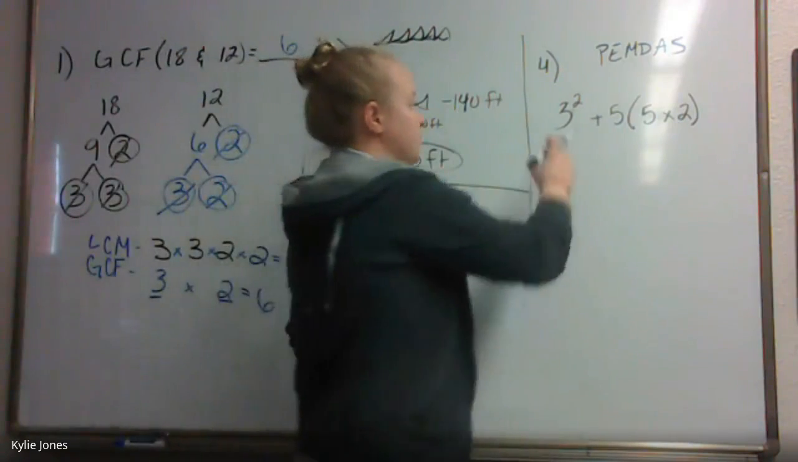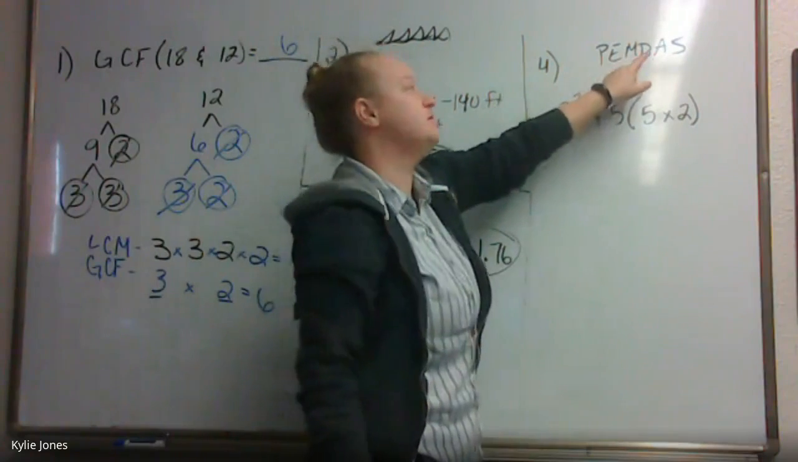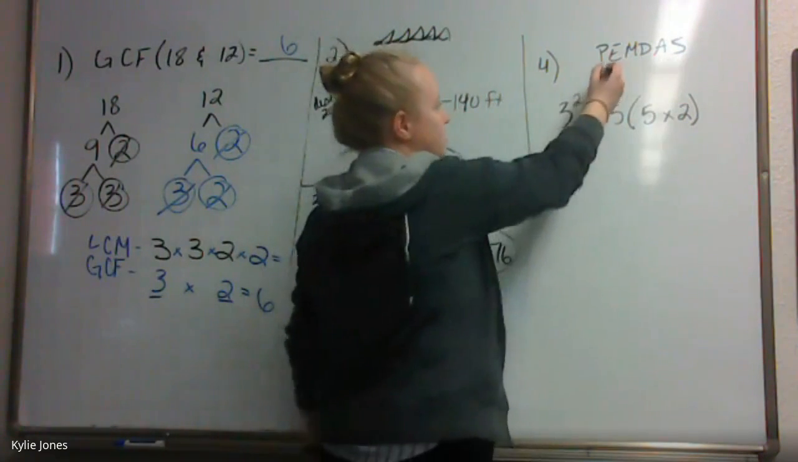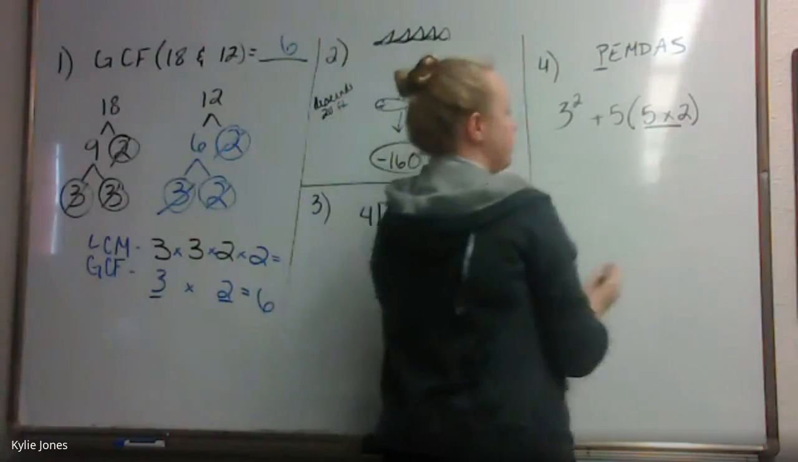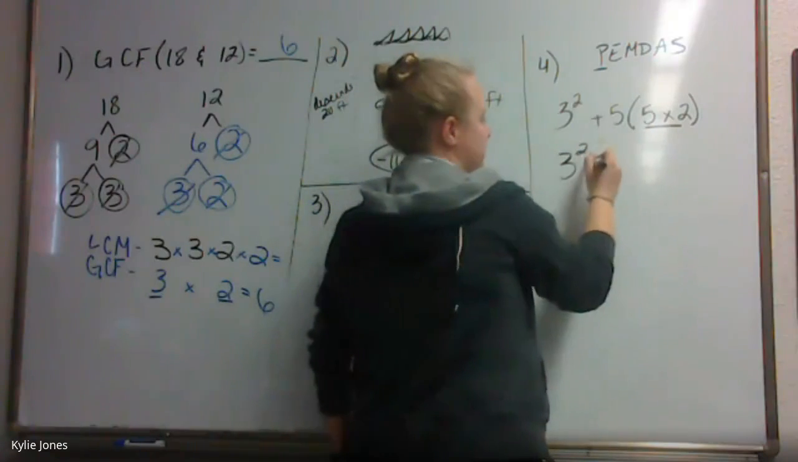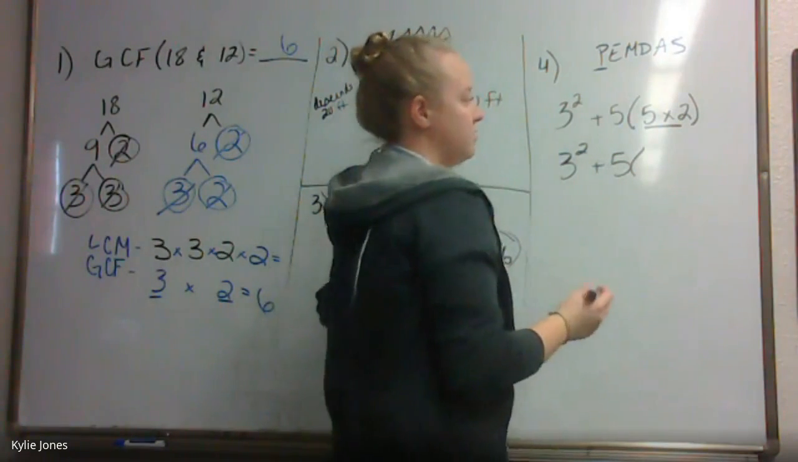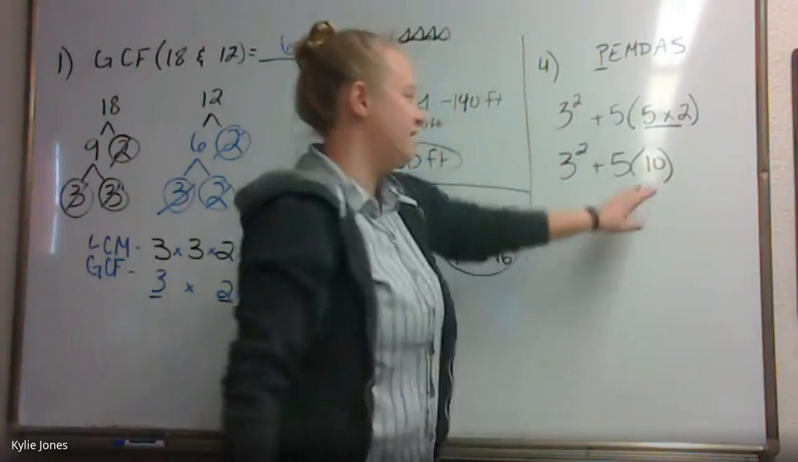So PEMDAS, remember, is parentheses, exponents, multiplication, division, addition, subtraction. So we need to start with parentheses. Do we see parentheses on this problem? Yes. Yep. So we need to start with 5 times 2. What is 5 times 2? It'd be 10. 5 times 2 is 10. Good. And then we still kind of have these parentheses.